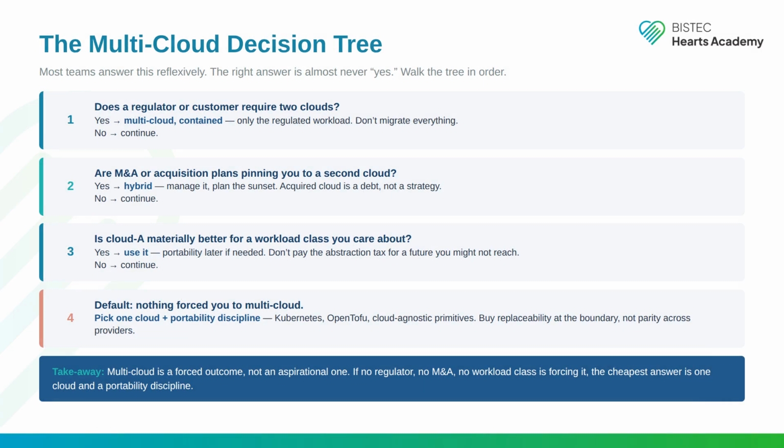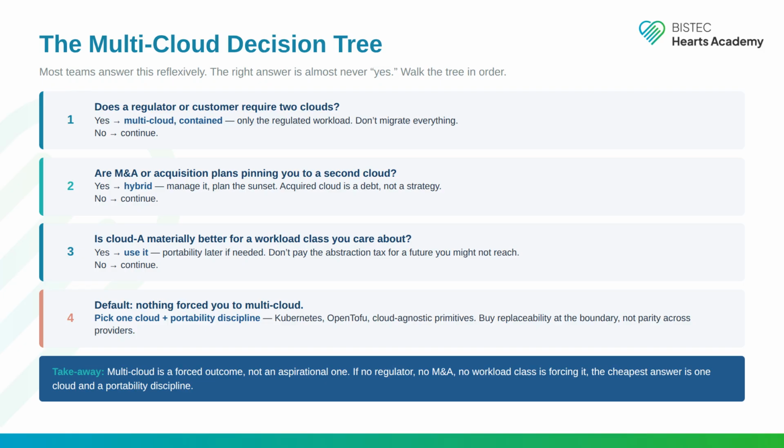The decision tree. Most teams answer this reflexively. The right answer is almost never yes. Walk the tree in order. Number 1. Does a regulator or customer require 2 clouds? If yes, multi-cloud contained to only the regulated workload. Do not migrate everything to satisfy one regulated customer. If no, continue.